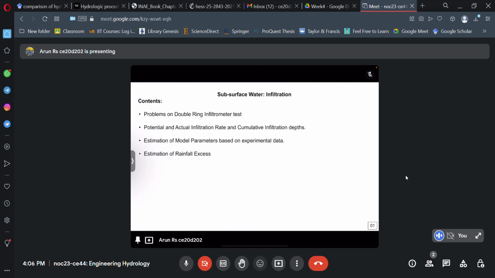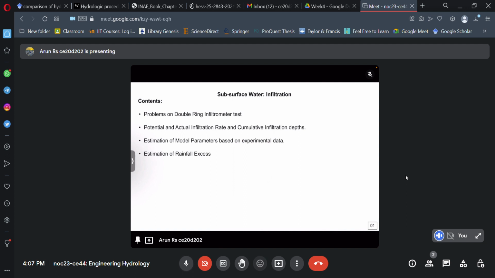So we'll be seeing some problems on the double ring infiltrometer test and how to determine the potential and the actual infiltration rate, as well as the cumulative infiltration depths, and we'll be seeing how to estimate the model parameters based on the given experimental data. So you'll be given some double ring infiltrometer test data, and you'll be asked to find out what the parameters are for different models like Horton's infiltration model or Phillips equation parameters, and the other models which are available.